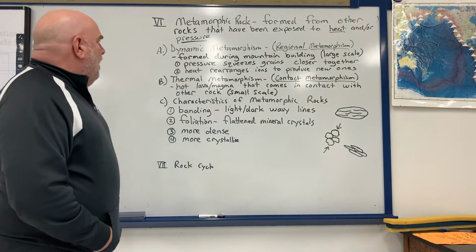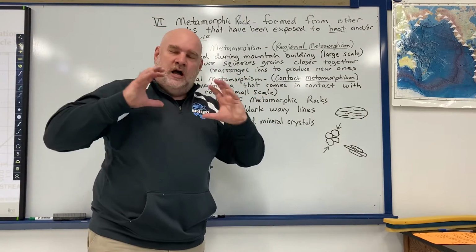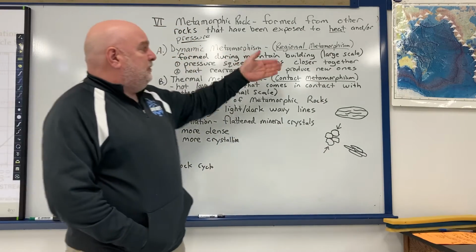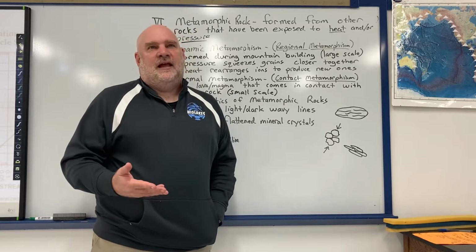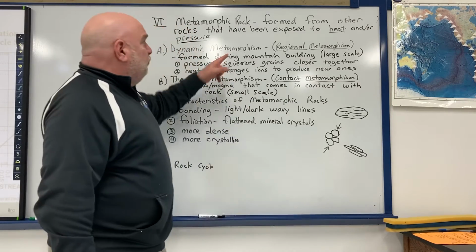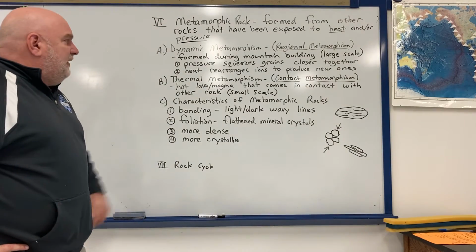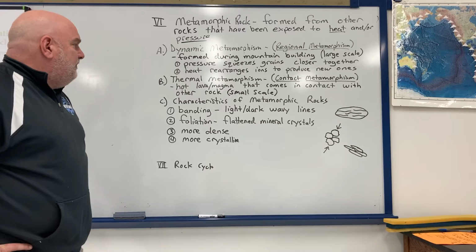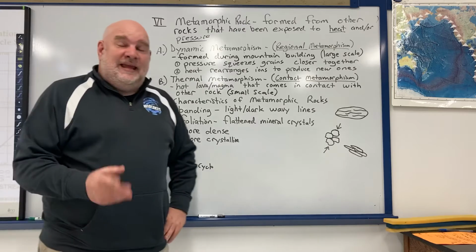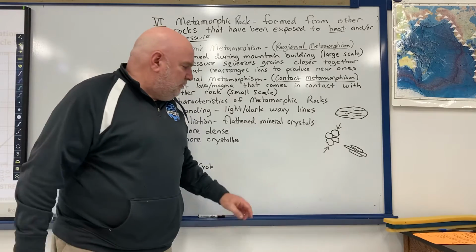All right. Now, during the regional metamorphism, the pressure squeezes the grains closer together. That pressure squeezes them closer together, changing the characteristics, and also the ions get rearranged to produce new ones. So basically that means it's still got the same stuff in it, but the stuff is arranged differently. Okay. So that's regional metamorphism or dynamic metamorphism. The other type of metamorphism is called contact metamorphism or thermal metamorphism. That's when hot lava or magma comes in contact with other rock, and the heat from that magma or lava is enough that it changes the original rock.